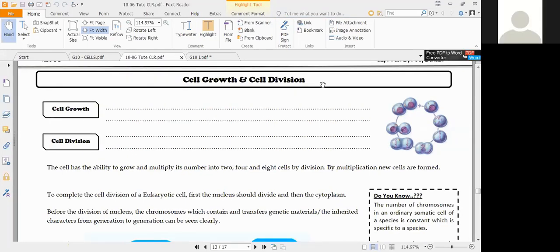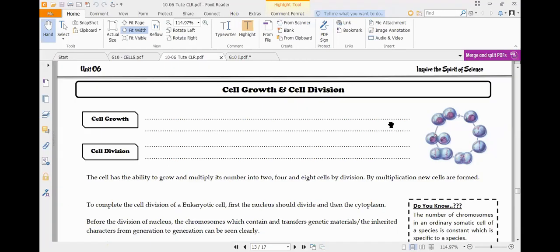So what is cell growth? Growing up of cells, simply to say. But how is it growing up? It is irreversibly increasing the size and height of the cell. And the cell has the ability to grow and multiply its number into 2, 4, 8 cells by division. By multiplication, new cells are formed. So new cells will be formed by the division of cellular materials.